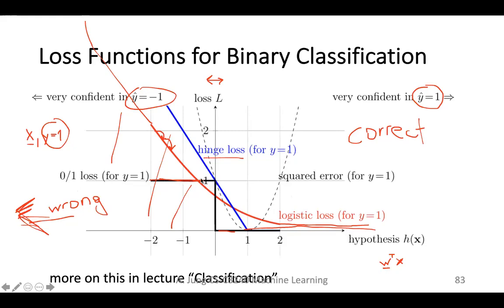However, the 0-1 loss is not good from the statistical aspects, and also not very handy from computational aspects, because it has this discontinuity here around 0, and minimizing discontinuous functions is very hard.